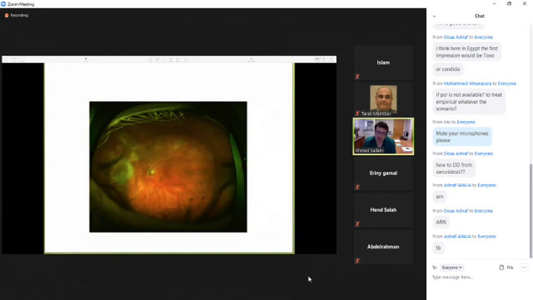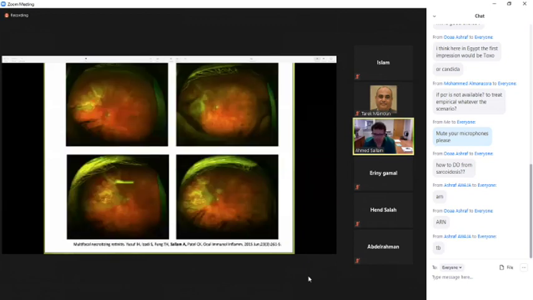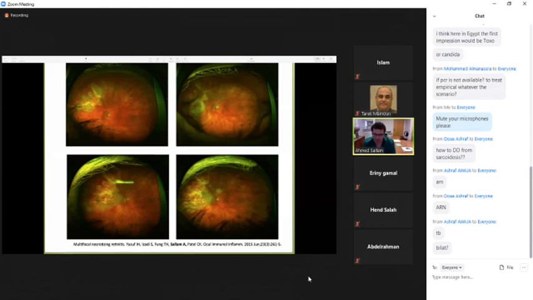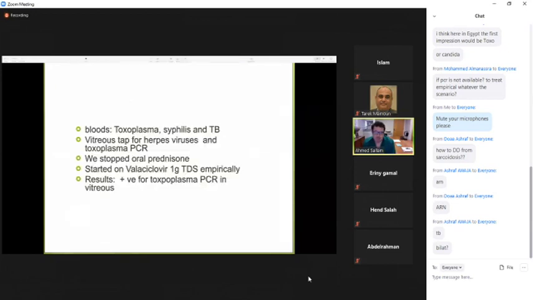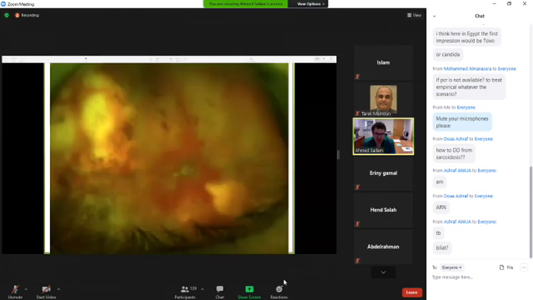This is the other eye and it kept progressing and we kept repeating the vitreous tap and doubting ourselves until we thought, okay, well, let's actually look for toxoplasma as well. And at that time, we were not able to do toxoplasma and viral at the same time. We had to do one at a time. Now we can, even with a very small sample, send for both at the same time. Okay, so this patient took toxoplasma treatment and did very well.